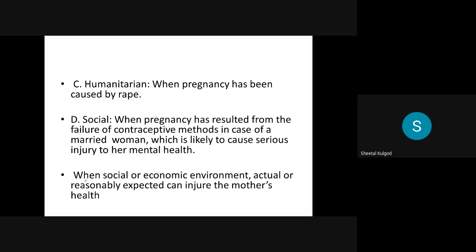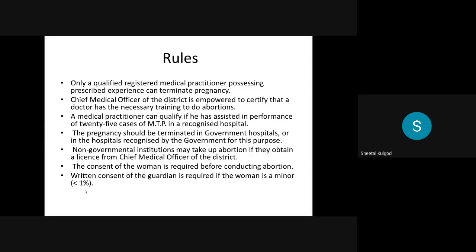When the social or economic environment, actual or reasonably expected, can injure the mother's health. So these are some of the indications for the termination of the pregnancy. Rules on when and where you can terminate under the MTP Act have again been laid down as guidelines. These guidelines are present within the Act.